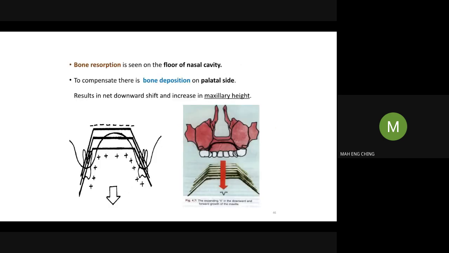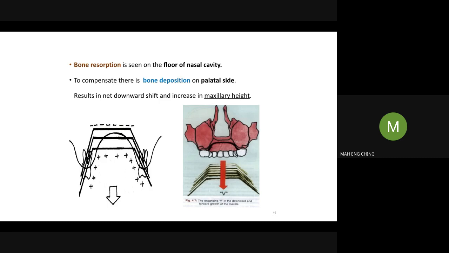Bone resorption is seen on the floor of the nasal cavity. The floor of the nasal cavity is also the base of the palate. To compensate, there's bone deposition on the palatal side. So resorption on the floor of the nasal cavity, then deposition on the palate. That's how the maxilla will grow downward. And if you remember what I mentioned in the last lecture, it's like a V, a big V, an enlarging V. So this V will go downward.